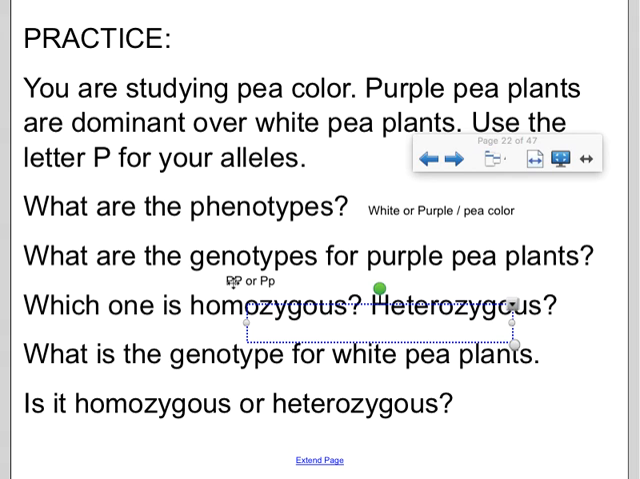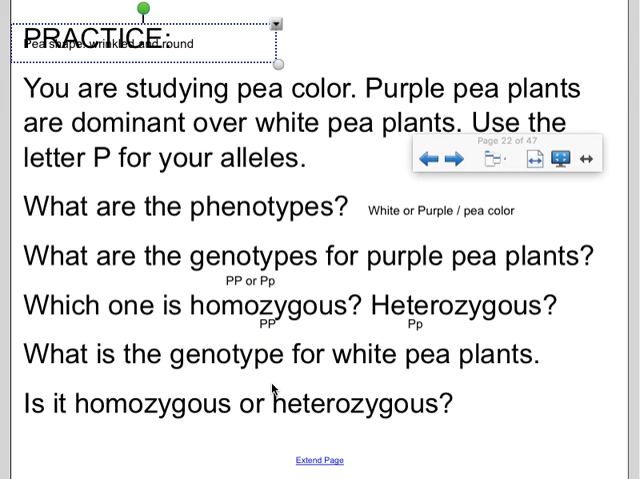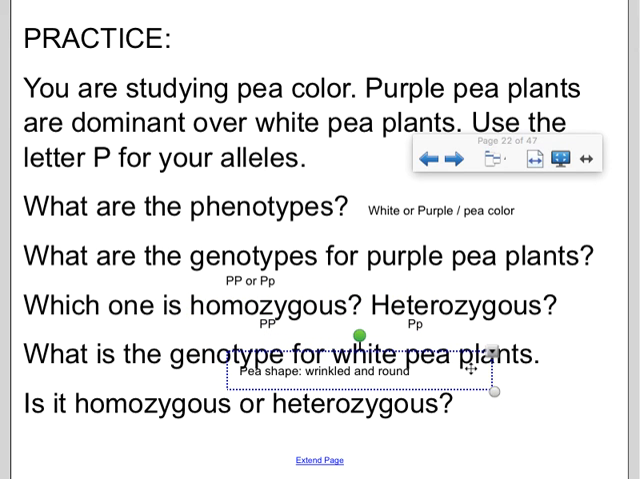Wait, mine says red eyes. That's the third one, Hannah. Which one is homozygous? Big P, big P. Yep, big P, big P. And which one's hetero? Big P, little P. Yeah, you're on the third one. Wait, what? Where? P. Which one? We're on pea color.